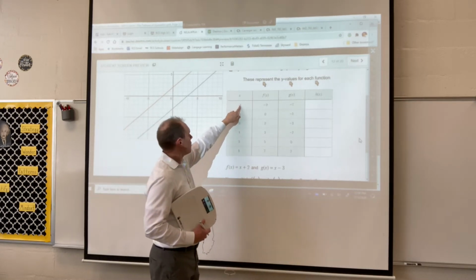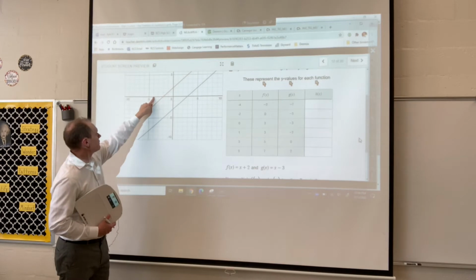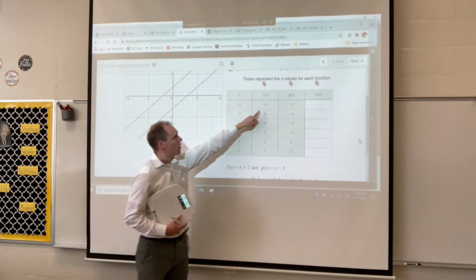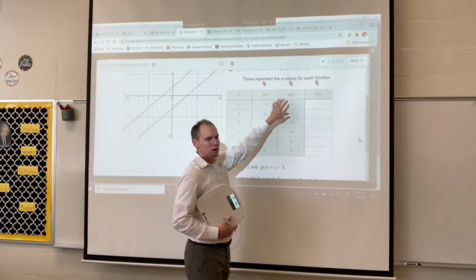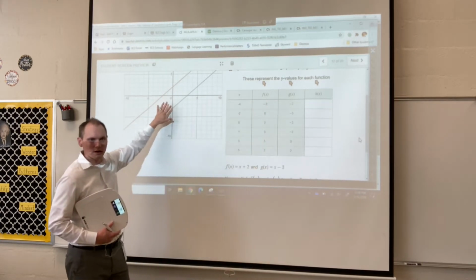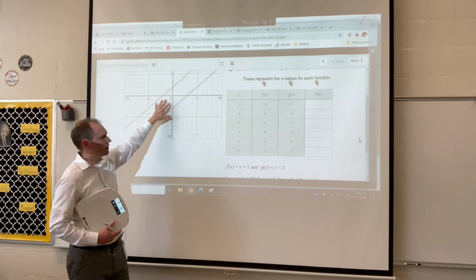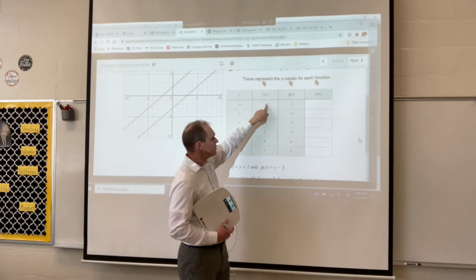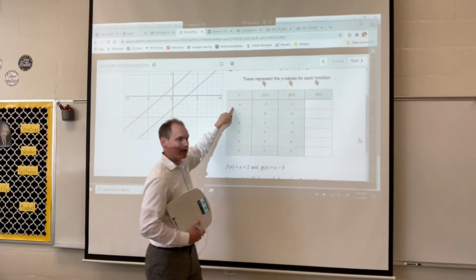But at -4, -2, 0, 2, 3, 4, we're going to multiply the two y values of f and g. And we don't actually know what f and g are yet. Like, we don't know what functions they are. We just know that they're linear. You might be able to figure out what they are by looking at the graph. But we do know what their y values are at this x value.